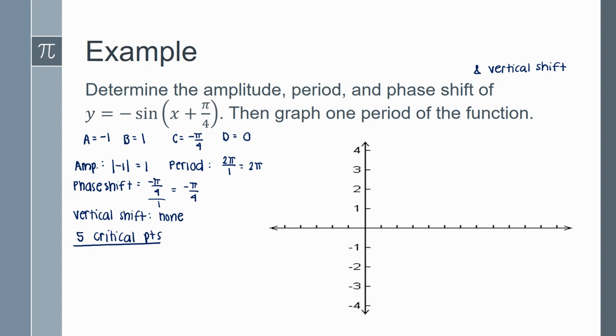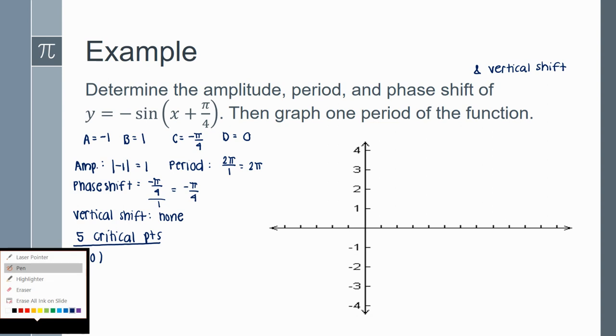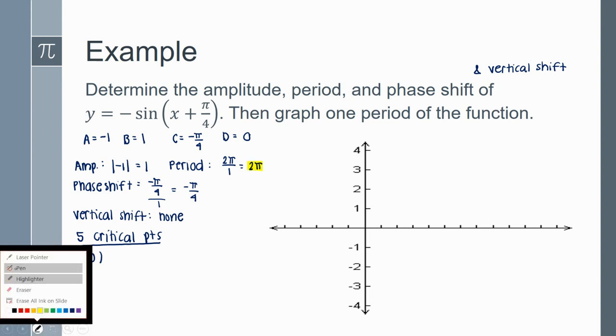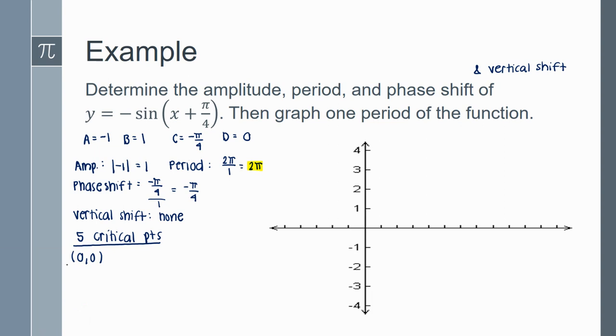So when we have a sine graph, remember we always start at 0, 0. Then I want a fourth of the period. If our period is 2 pi, a fourth of that gives me pi over 2. And then I want the a value, so our a value is negative 1. Then I want half of the period. So half of 2 pi is pi, and then we're back at 0.